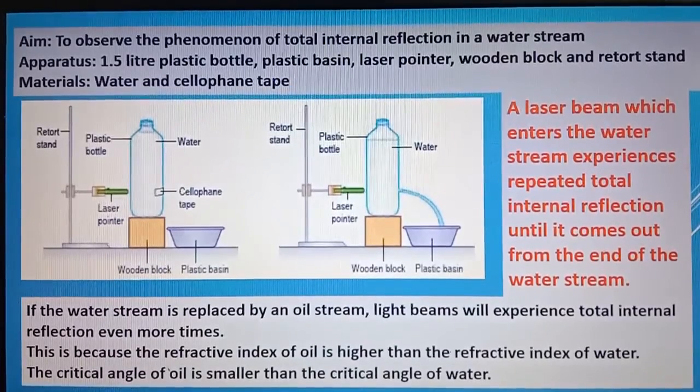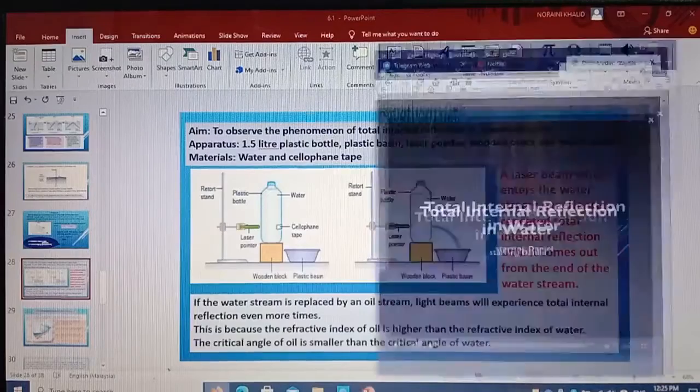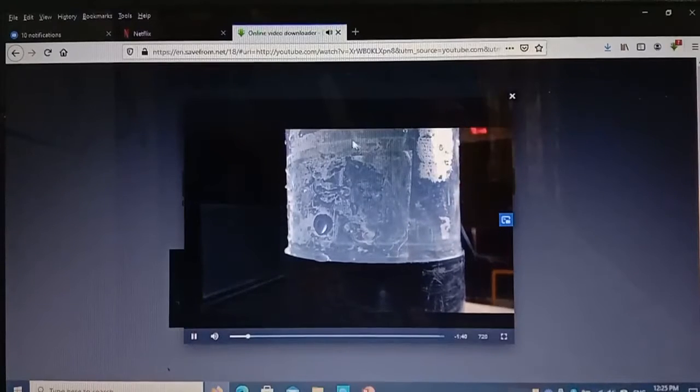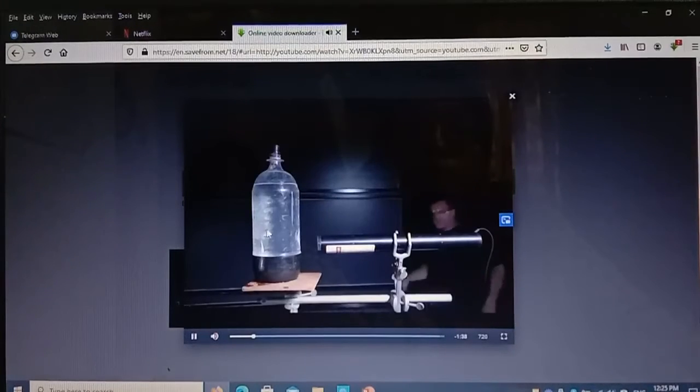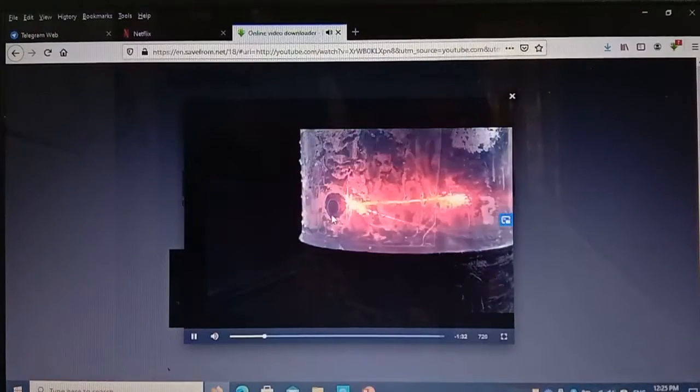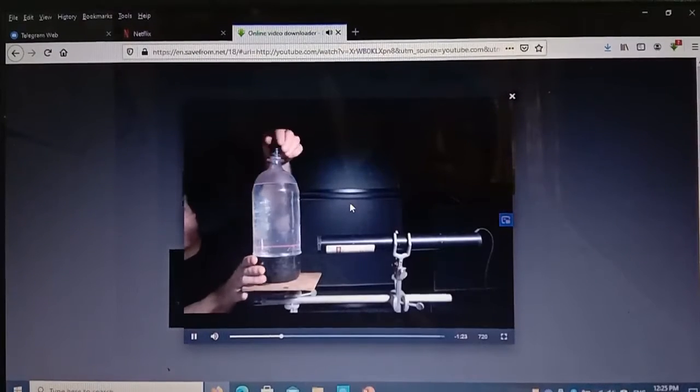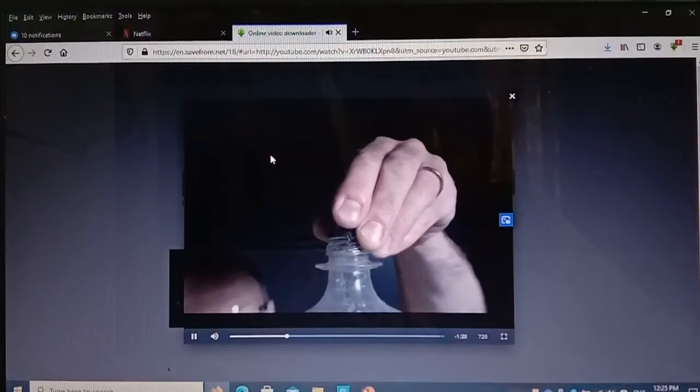Okay, now you can refer to this video so that you can see how this activity is carried out. This one is the bottle. There's a hole here. The lid of the bottle is closed, so the water cannot come out. And there's a laser pointer pointing directly to the hole where the water will come out. So you can observe what happens when the lid is open.